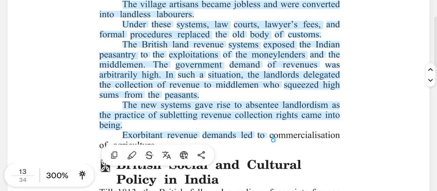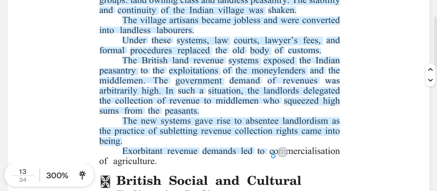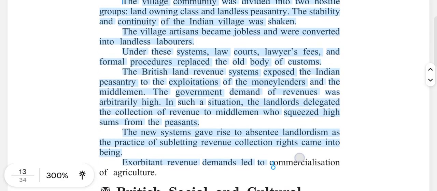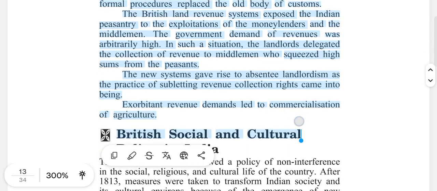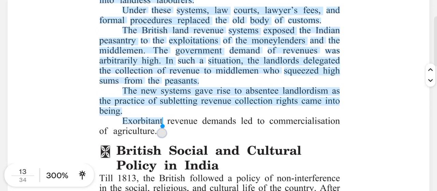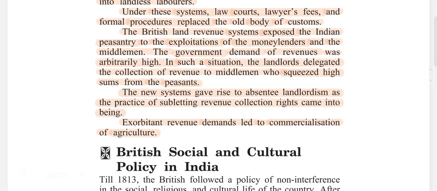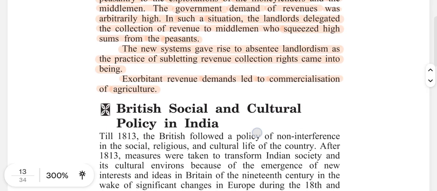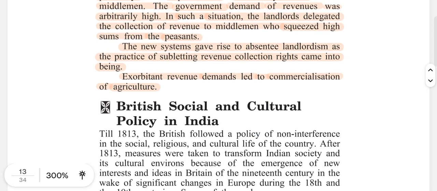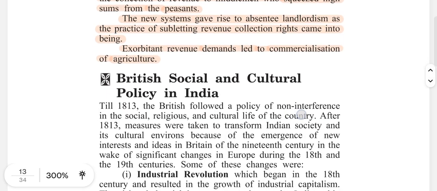The British land revenue systems exposed the Indian peasantry to the exploitation of the moneylenders and the middlemen. The government demand of revenues was arbitrarily high. In such a situation, the landlords delegated the collection of revenue to middlemen who squeezed high sums from the peasants. The new systems gave rise to absentee landlordism, as the practice of subletting revenue collection rights came in. Exorbitant revenue demands led to commercialization of agriculture.